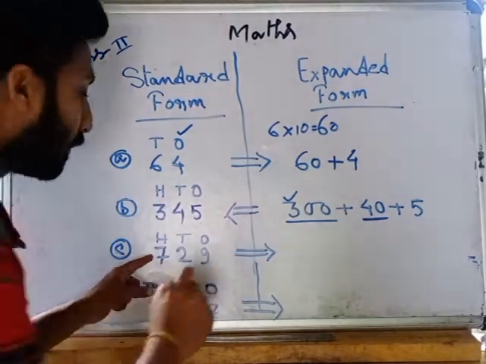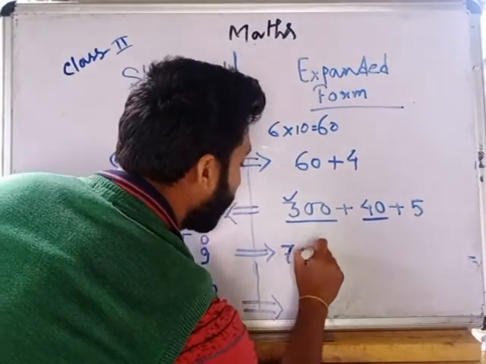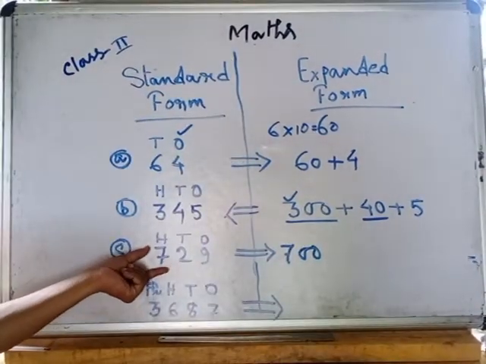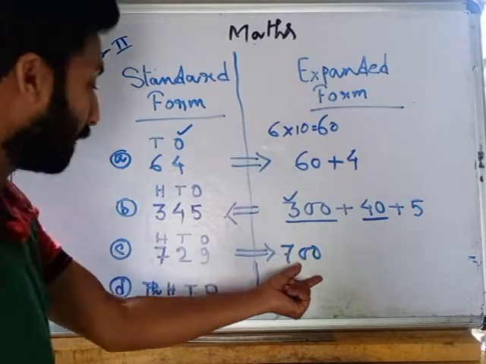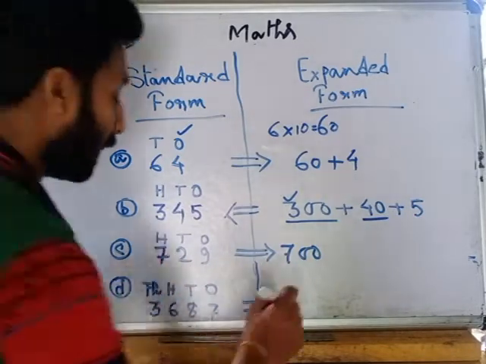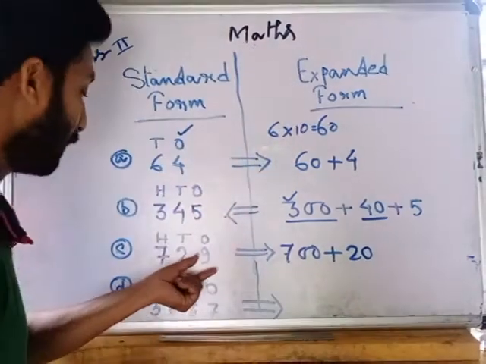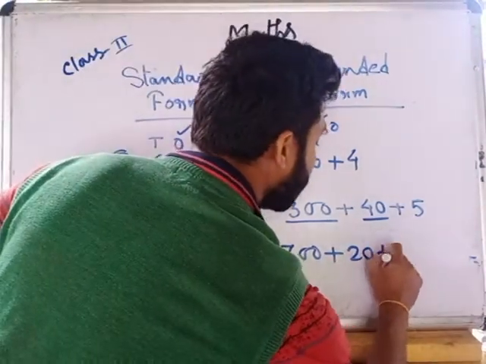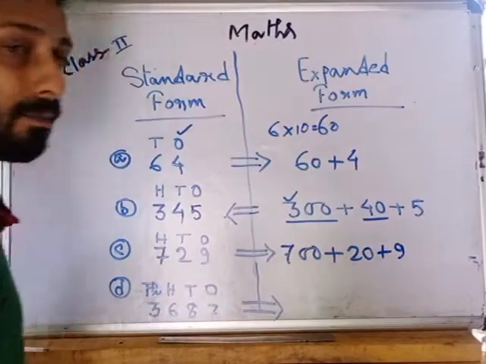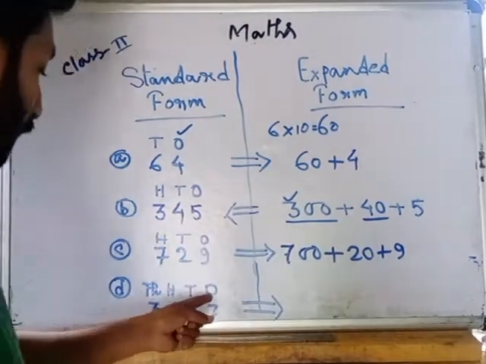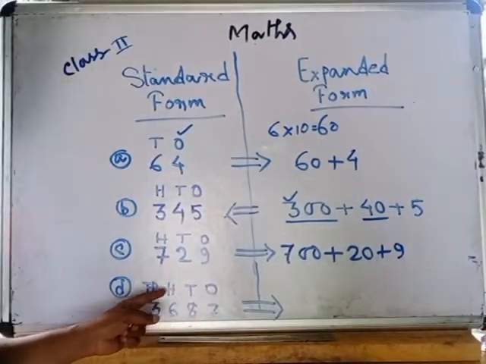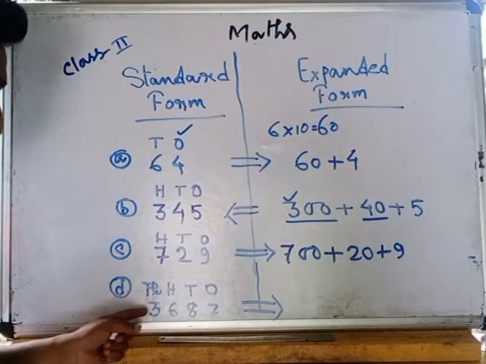7 is at the place of 100, so we should write here 700. If 2 is at the place of tens, that means 2 tens, it is 20. 9 is at the place of ones, that means it is also the same, 9. Ones, tens, hundreds and thousands.